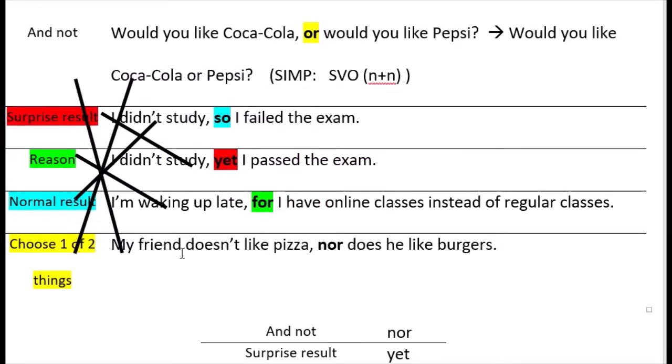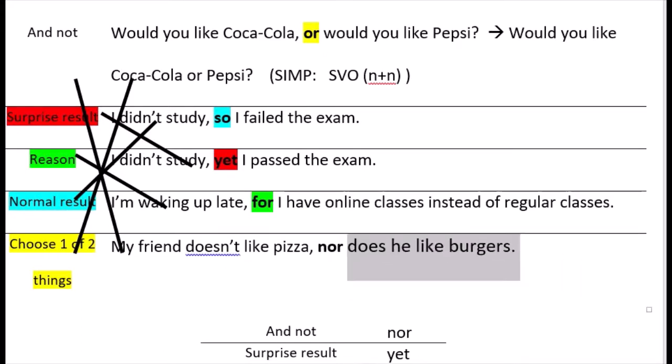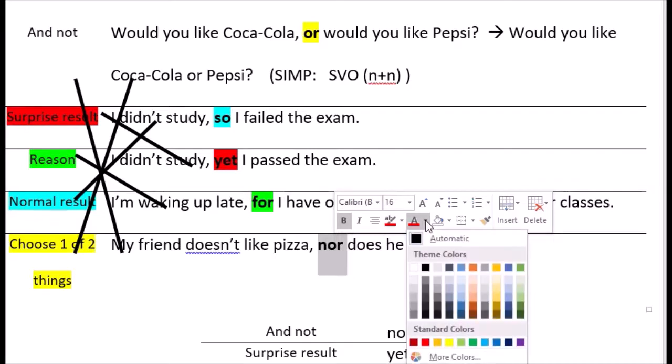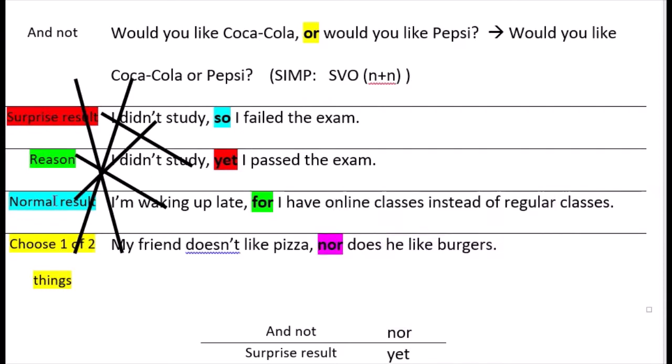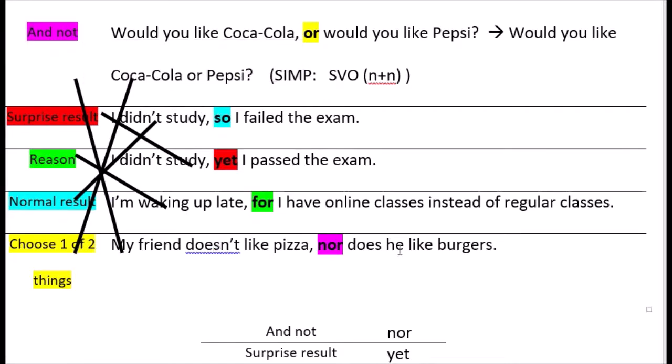Okay. My friend doesn't like pizza, nor does he like burgers. Remember, nor is special because it has this different word order after. It looks like a question. If you took this by itself, you could write a question. You could say, does he like burgers? Okay. But it's not a question, it's a sentence. So, all right. So nor means and not, when two things are not true. He does not like pizza, nor does he like burgers.